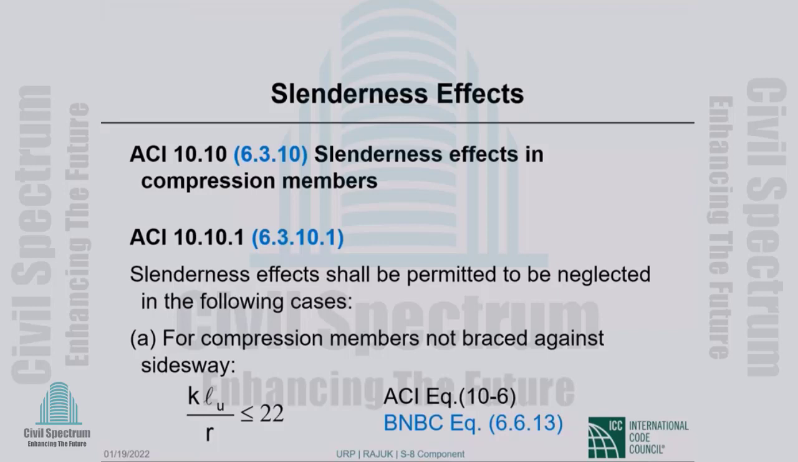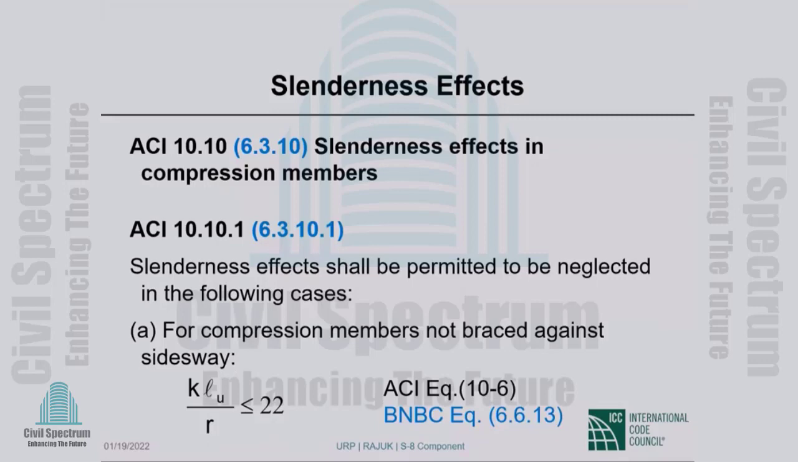Okay. K is the effective length factor that we'll talk about. L sub U is the unsupported column height. R is the radius of gyration, which is the square root of I over A, moment of inertia divided by the cross-sectional area. So K is the effective length factor, L sub U unsupported height, R radius of gyration. If it is not braced against side sway, then the limit is K L sub U over R less than or equal to 22.